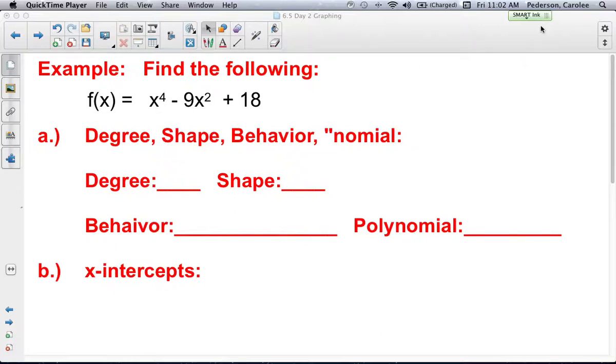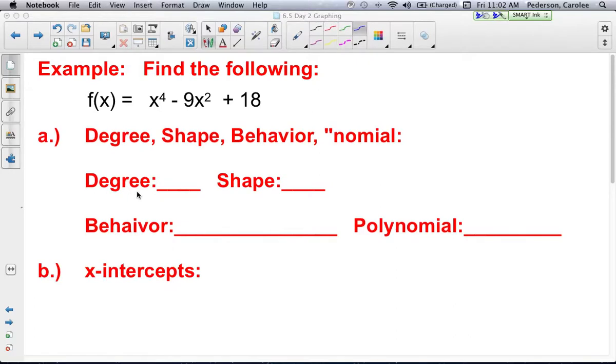This is 6.5, day 2, part 2. We're going on to graph this quartic function. So go ahead and write the example down. F of x equals x to the fourth minus 9x squared plus 18. And we're going to identify in part A the pieces.